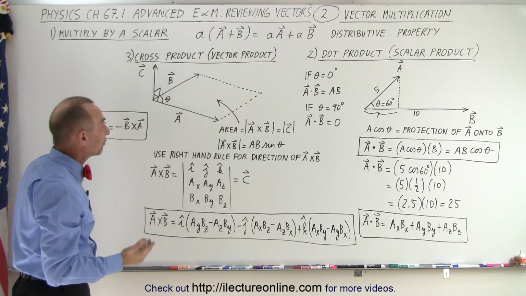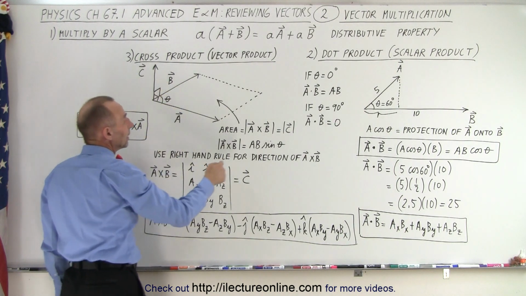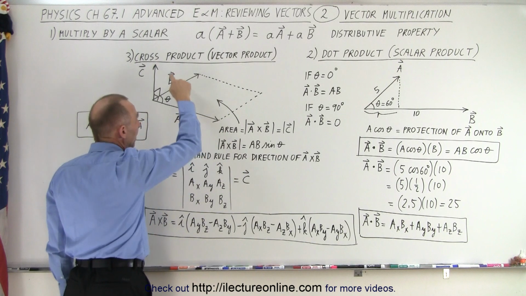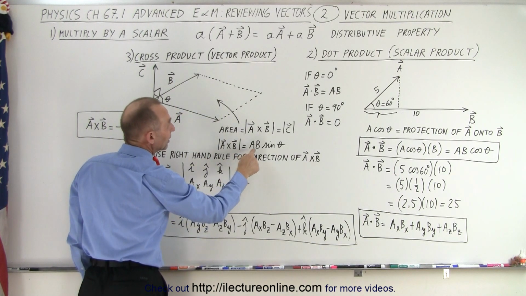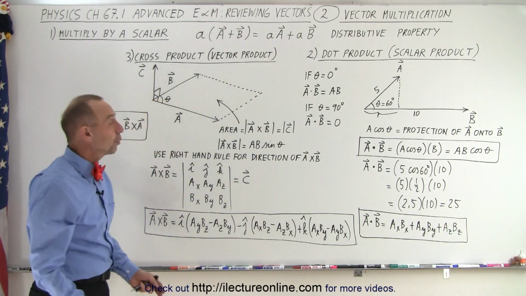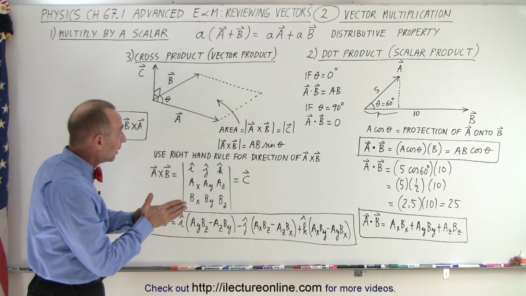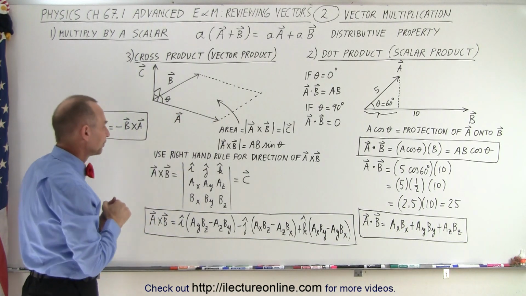Another way of thinking about the size of the area: if the angle between the two vectors is theta, then the magnitude of this area, or the magnitude of the cross product, is equal to the magnitude of A times the magnitude of B times the sine of the angle between them. Notice, of course, if the angle between them is zero, then there is no area, and then the cross product is equal to zero.